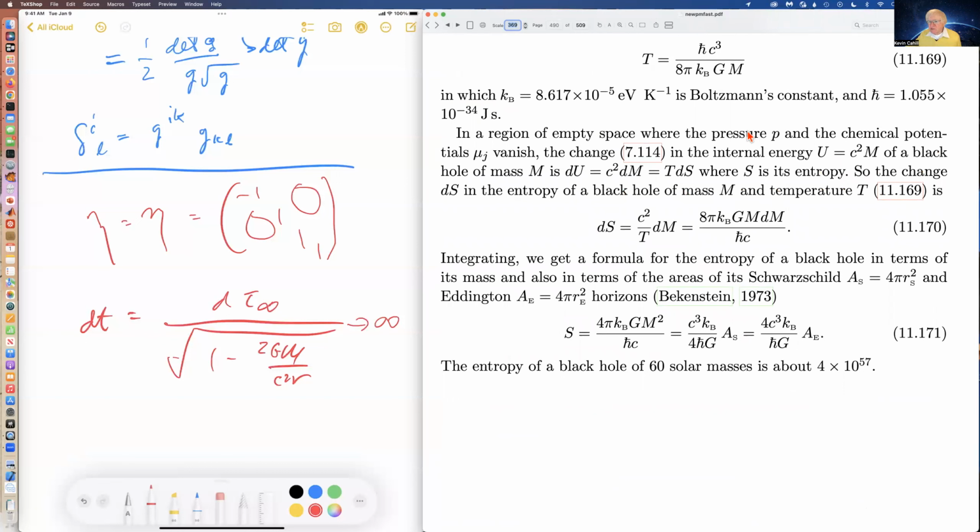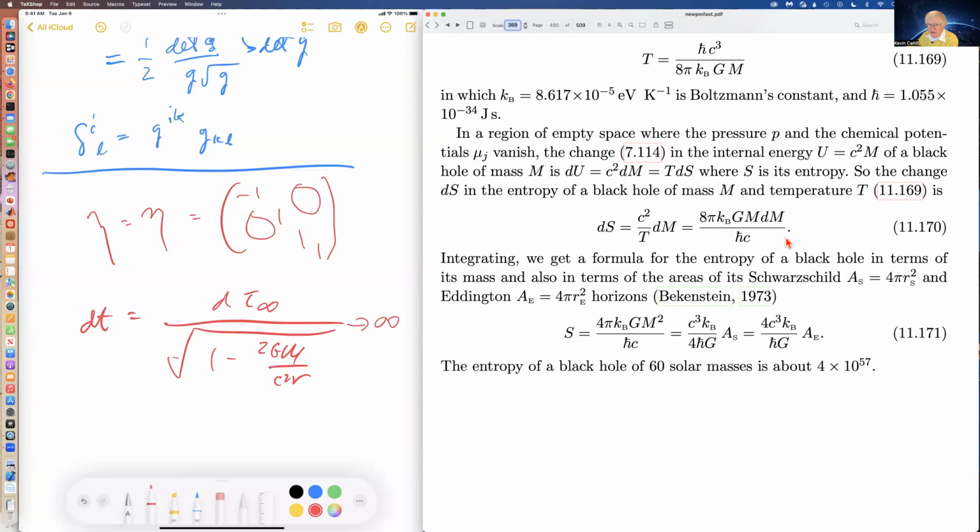So if you have a region of empty space where the pressure is P and there's no pressure and no chemical potential, the change in the internal energy is, by definition of the thermodynamic variables, dU is TdS, where S is the entropy. So the change in the entropy of a black hole at temperature T is dS. Here's the change in the energy, and if you rewrite it, you get this expression here.